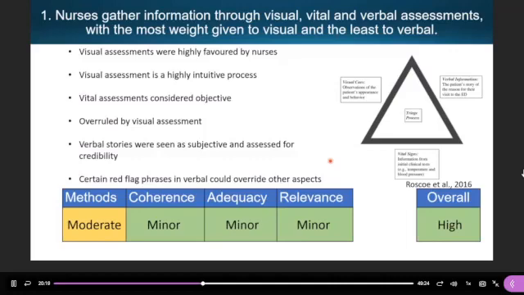Verbal stories were seen as highly subjective and were assessed for credibility. However, certain red flags in their verbal assessment, such as chest pain or tightness, could override the other aspects, promoting verbal assessment to the highest. You can see on the right, Rostow et al., one of our studies, talked very highly about this factor.